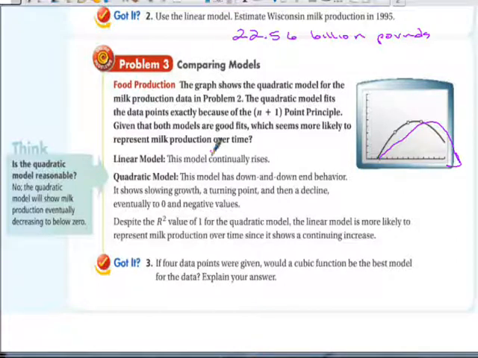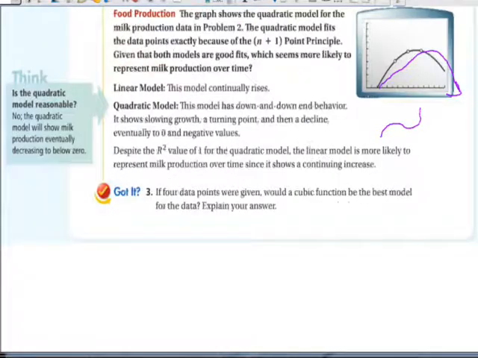Take a look at Got It 3. If 4 data points were given, would a cubic function be the best model for the data, and explain your answer? So go ahead and pause the video right now and think about that. Would a cubic function for this data, say we gave you 4 points, something like this, make sense for this data? Try and write just a couple sentences down, a sentence or phrase, something to explain your answer. Pause the video here and do that.